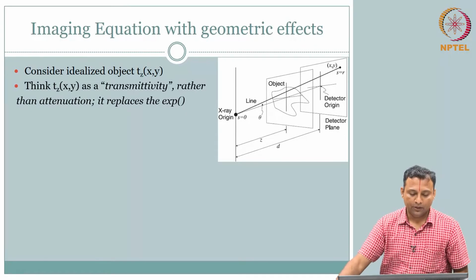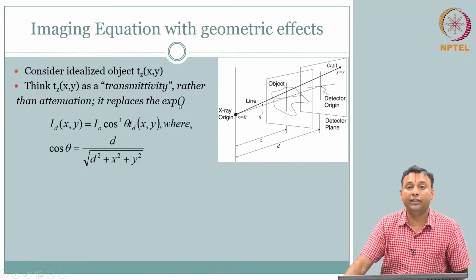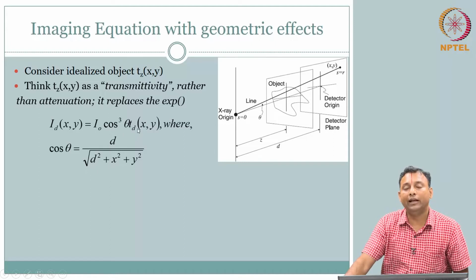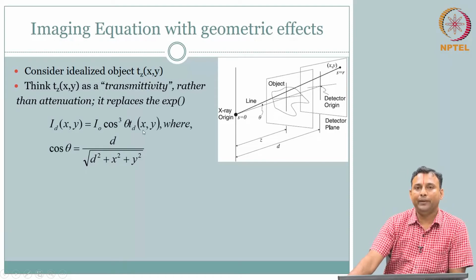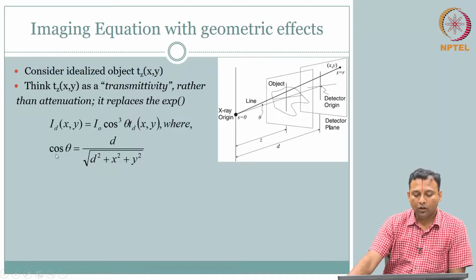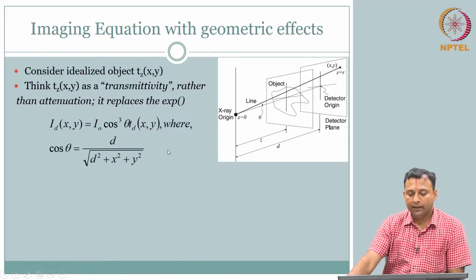In our equation, instead of exponential minus mu delta x, we can replace that. This is the same I naught cos cube theta, where you had exponential of minus mu delta x. That part is replaced, and for convenience we are calling it Td of x comma y, where cos theta is like before: cos theta is nothing but d by the square root of d squared plus the xy plane distance squared. The d is your distance from the source to the detector.